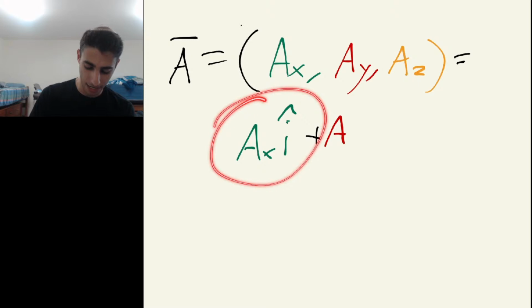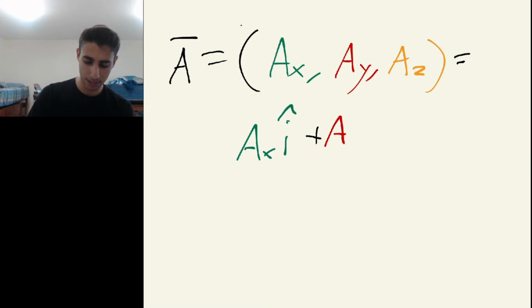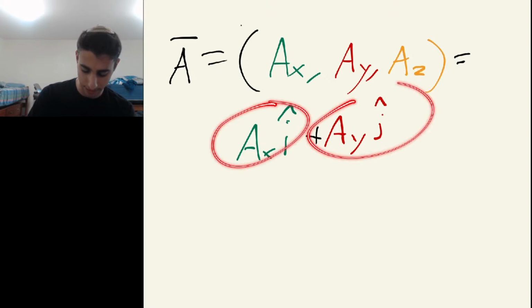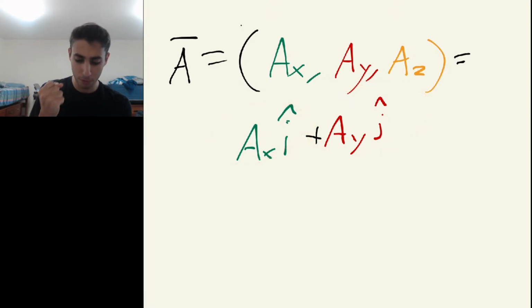Okay, so we have ax times i hat plus ay times j hat. So remember, both of these are vectors, right? This one's a vector and this one's a vector. And when you put them together, they make a new vector.